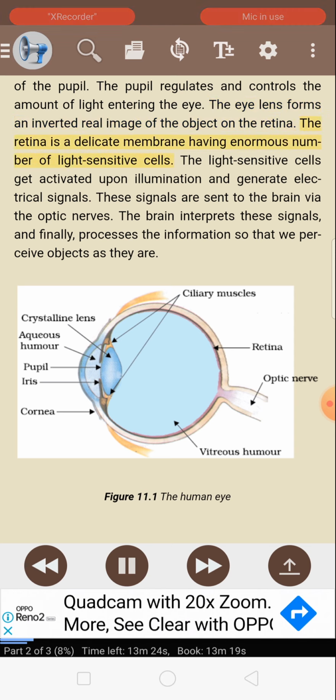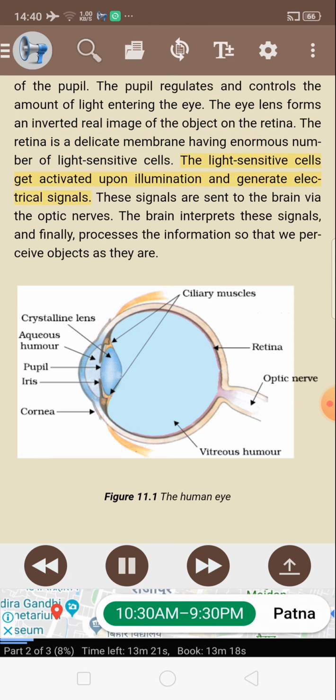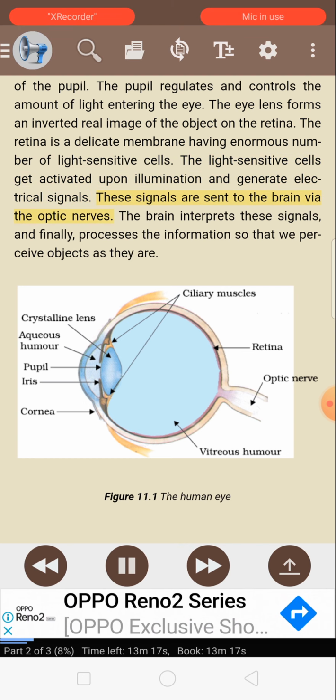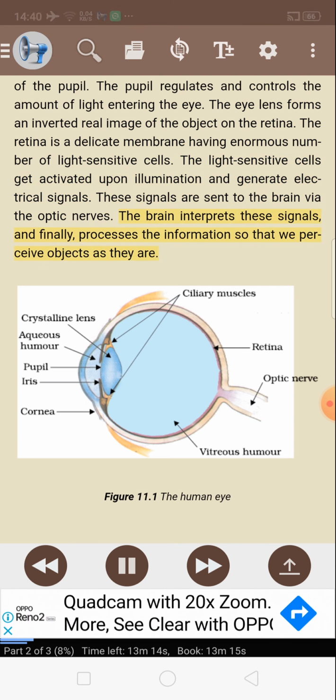The retina is a delicate membrane having an enormous number of light-sensitive cells. The light-sensitive cells get activated upon illumination and generate electrical signals. These signals are sent to the brain via the optic nerves. The brain interprets these signals and finally processes the information so that we perceive objects as they are. Figure 11.1 The human eye.